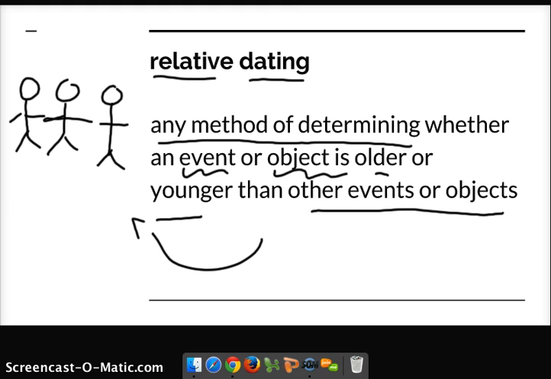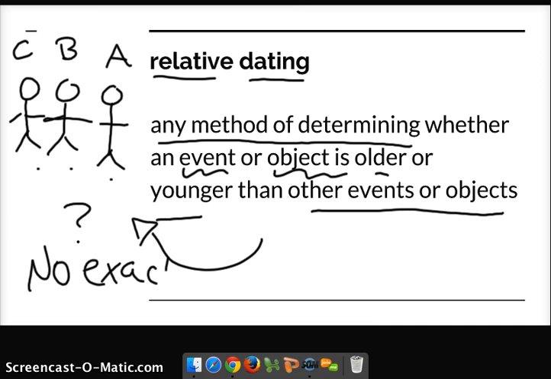So for instance, over here we have three siblings. Sibling A is the oldest, sibling B is the middle child, and sibling C is the youngest child. Okay, that means that we know the placement of ages, but we don't know the exact age. So we do not have an exact age for relative dating. That's important to remember. There is no exact age with relative dating.